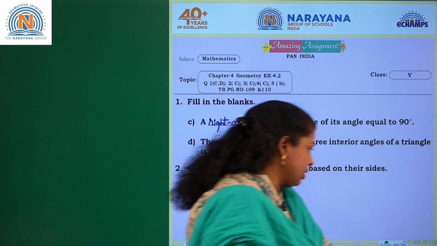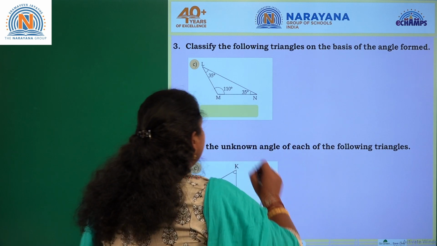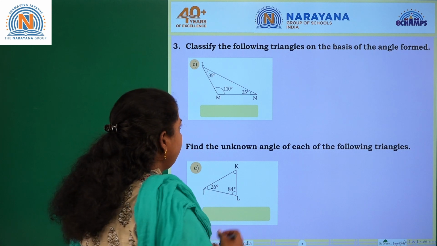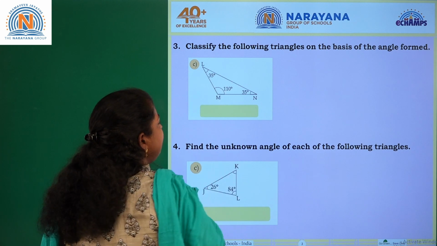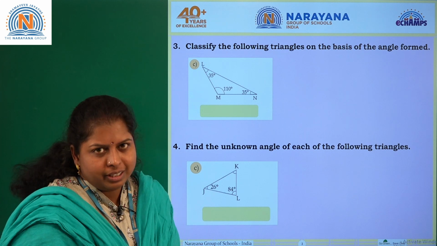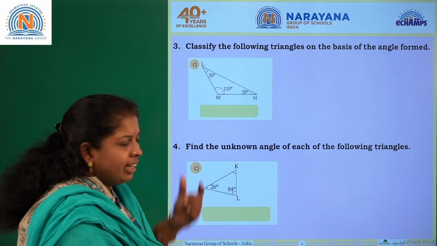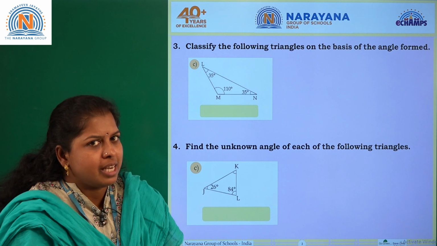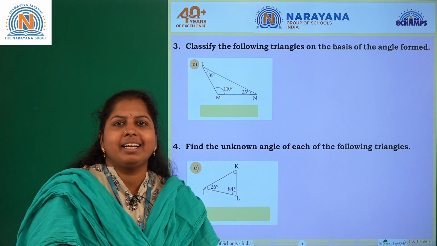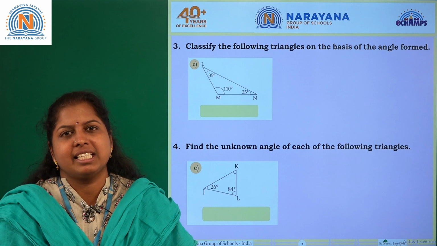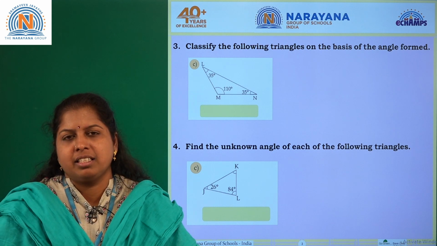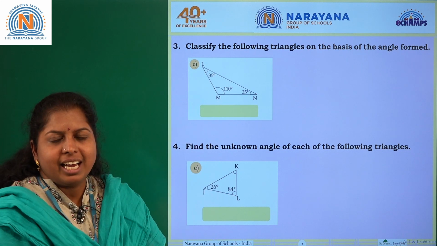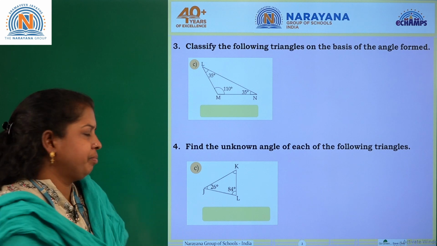Let's move to the next question. Classify the following triangles on the basis of the angle formed. See here, what is the angle? 110 degrees. Based on this, you can say that this triangle is an obtuse angled triangle. Why is it an obtuse angled triangle? If one angle is 110 degrees, that means it lies between 90 degrees and 180 degrees. Though the remaining angles are equal, you can say this triangle is an obtuse angled triangle.